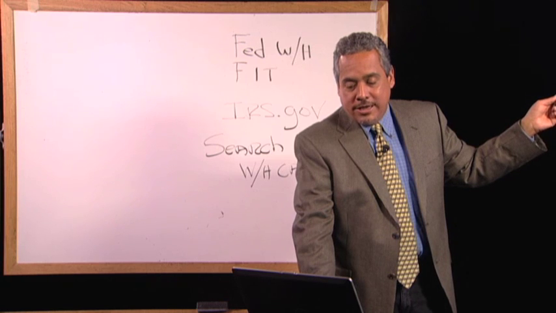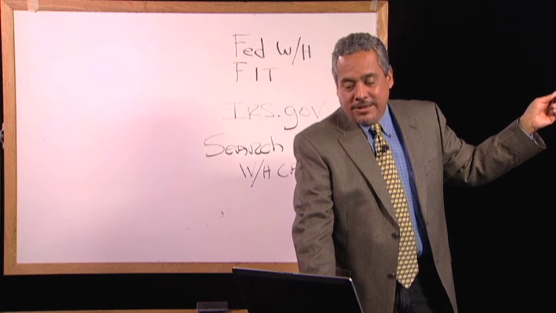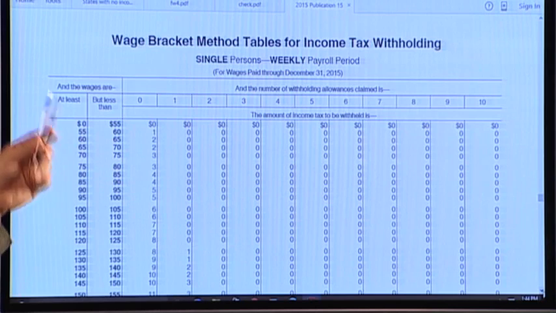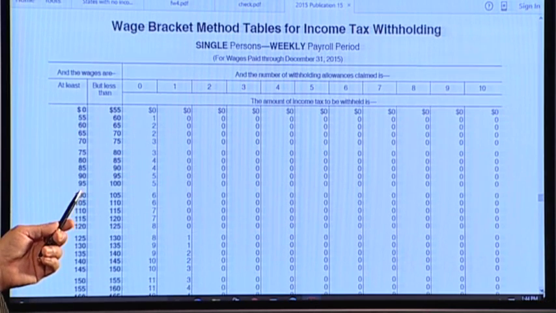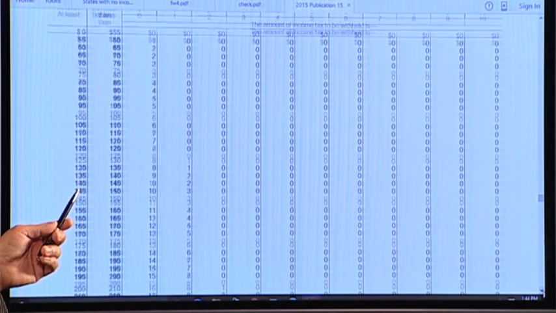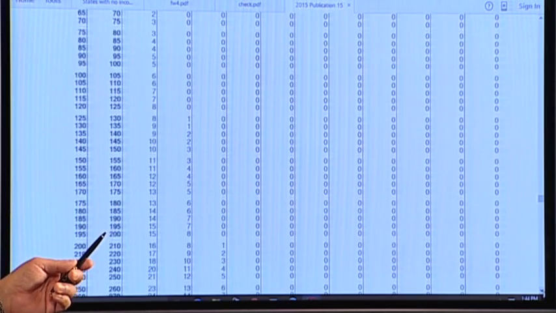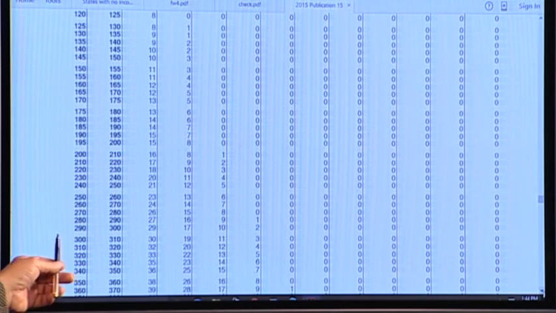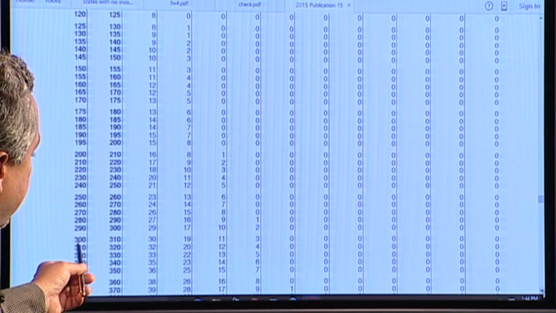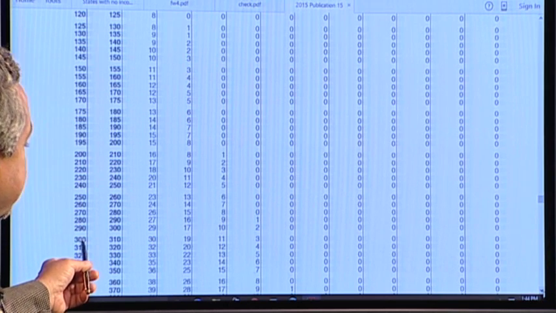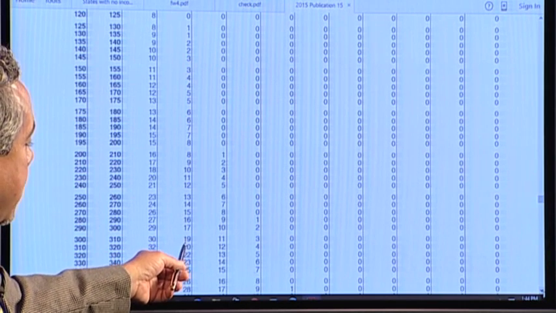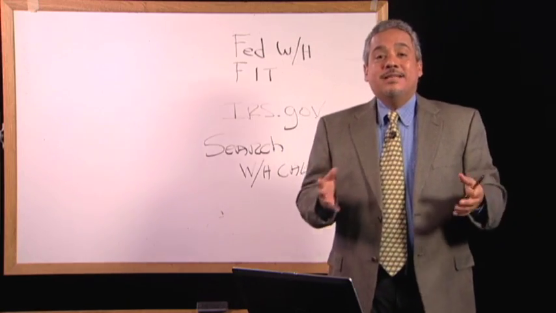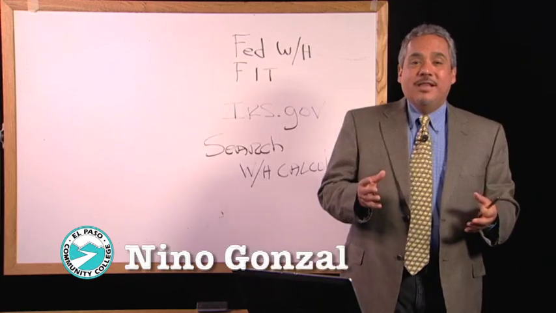The short way is that they provide you these other tables, and they have them for single and married, weekly, bi-weekly, and all the pay periods, and it's based on how much you make. So let's say that we make $300 in a week. I would go here, 300, and then I claim single and 1, and I would get $19 withheld in federal income taxes. So that is how your federal income tax is calculated.